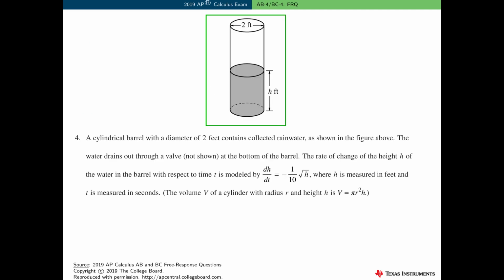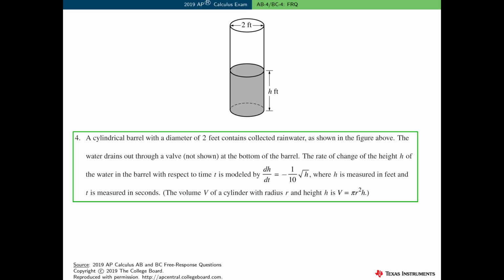This free response question involves a cylindrical barrel with diameter 2 feet, collecting rainwater, and we're told that the water also drains out of the barrel at the bottom. The rate of change of the height h of the water in the barrel with respect to time is given, and we are reminded of the volume of a cylinder with radius r and height h.